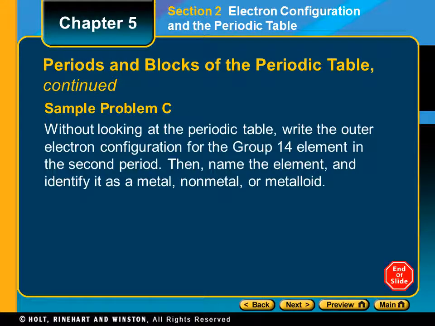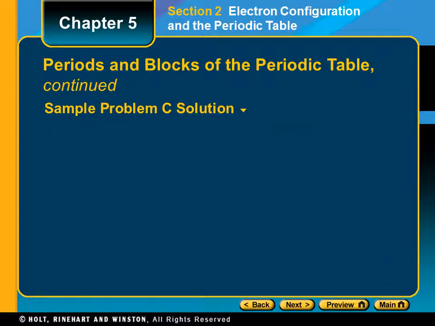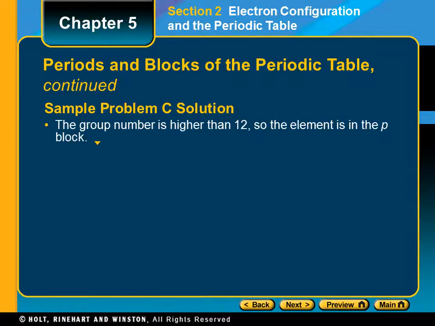So another sample problem here. Without looking at the periodic table, write the outer electron configuration for group 14 element in the second period. Then name the element and identify it as a metal, nonmetal, or metalloid. Pretty intense. How are we going to do this?